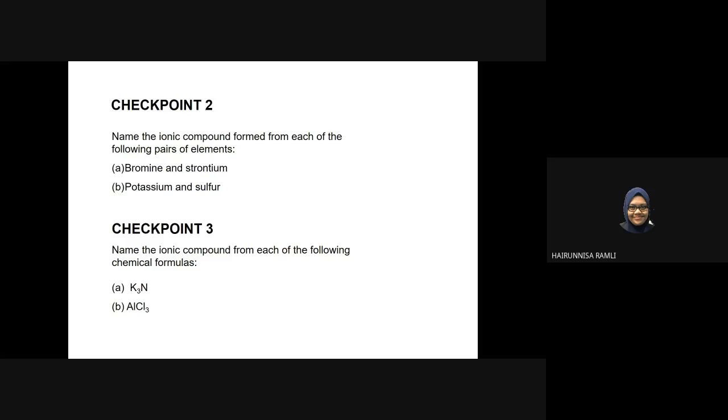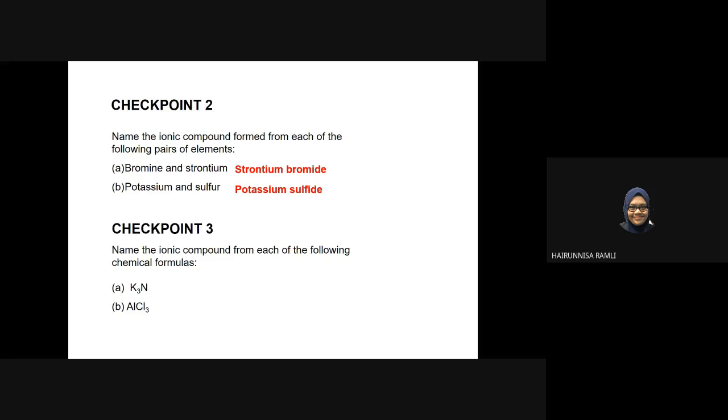So strontium is from group berapa eh? Strontium is 2 plus kan? Kita jarang guna strontium. Sr. Okay. So nama dia just letak je strontium bromide. Okay, how about B? Potassium and sulfur. Potassium sulfide. Yeah, betul. Potassium sulfide.